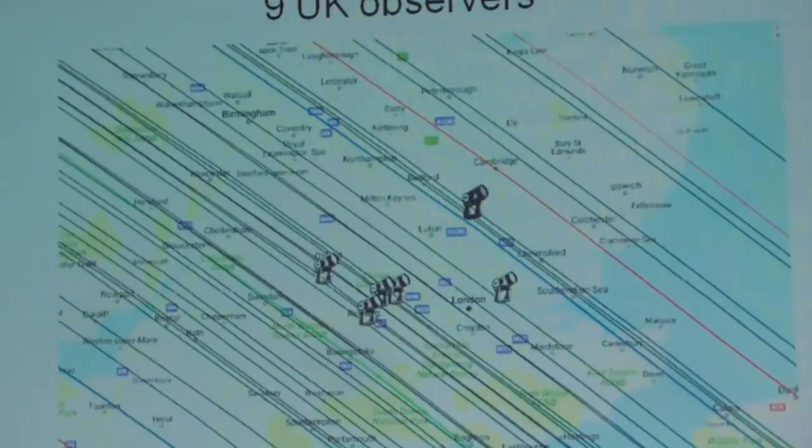Right, now the prediction software that we use also lets you know who else is going to be observing if they're participating in the scheme. So you can see that we have here 6 UK observers, although it says 9. I think there probably were 9. But anyway, that's the UK. And all of those black lines are the tracks, if you like, of other observers.